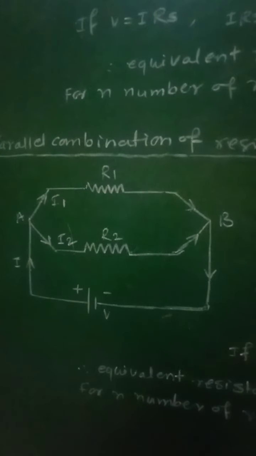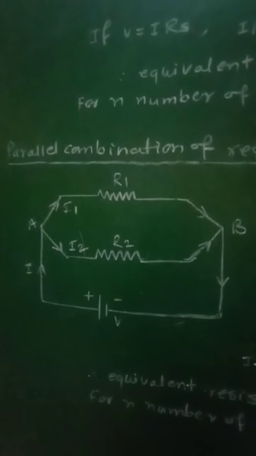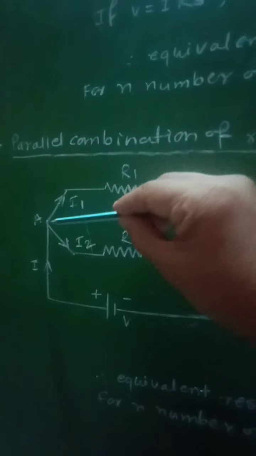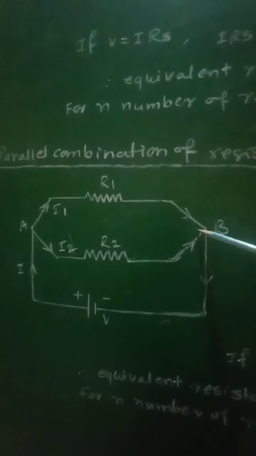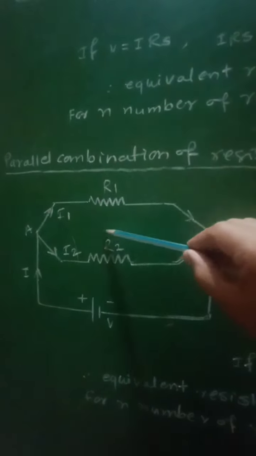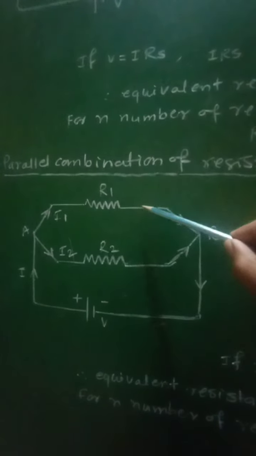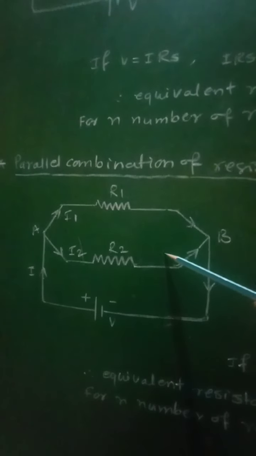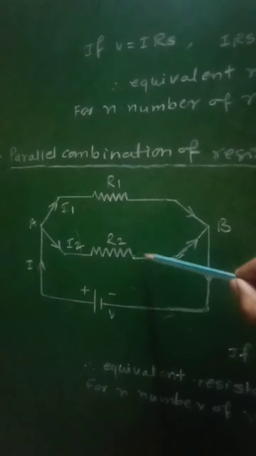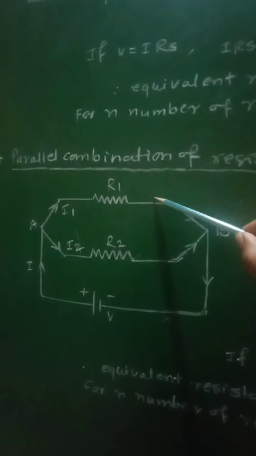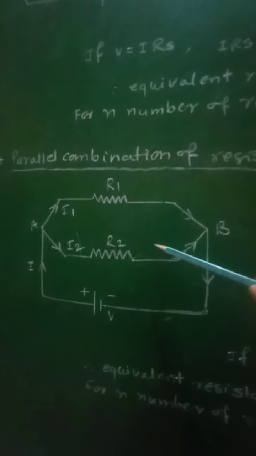So in parallel combination of the resistances, the resistors are connected between two same electrical points. Between the same two electrical points, that is between A and B, these two resistances are connected, each having its individual electrical path. Each resistance will be having its individual electrical path, that is the resistances are connected one below the other.